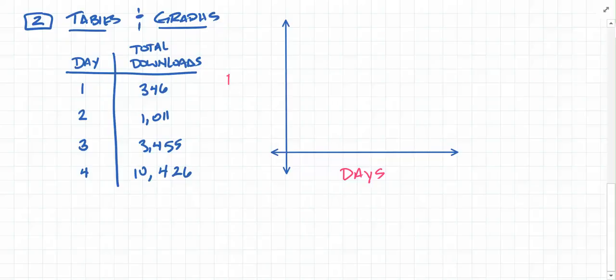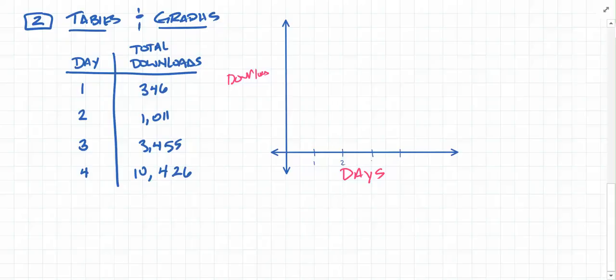Okay, now we have to make sure that we scale this correctly, right? So how many days am I working with here? 4. I'm working with 4 days, all right? So I have to make sure that I scale this out correctly. So 1, 2, 3, and then 4. So here's 1, here's 2, here's 3, here's 4, and so on.